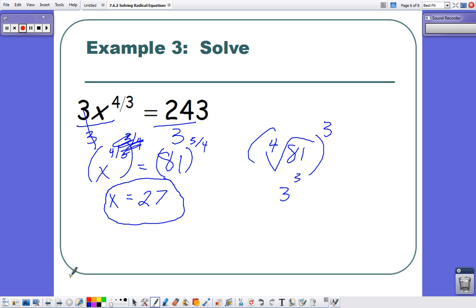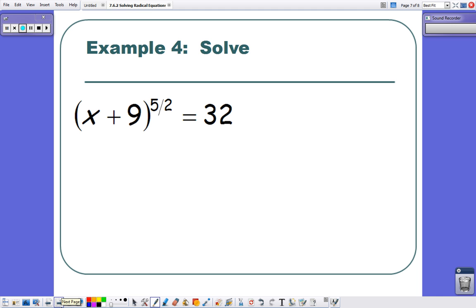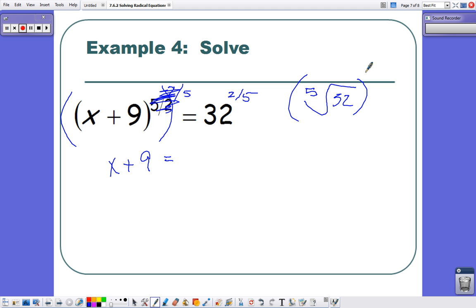Now, sometimes it's not just the x raised to the power. If I look at this example, (x plus 9) raised to the 5/2 power equals 32. Since I have parentheses, both of these items are being raised to the 5/2 power. So before I do anything, I've got to get rid of this power. I raise this side to the 2/5 power, and I raise this side to the 2/5 power. Those cancel out, and I get x plus 9 equals the 5th root of 32, raised to the 2nd power.